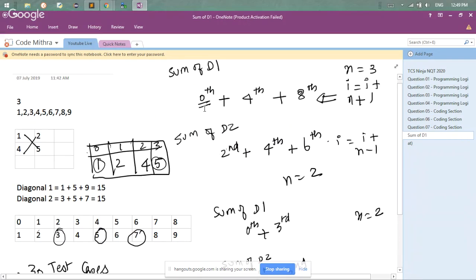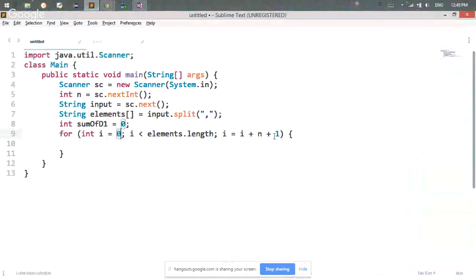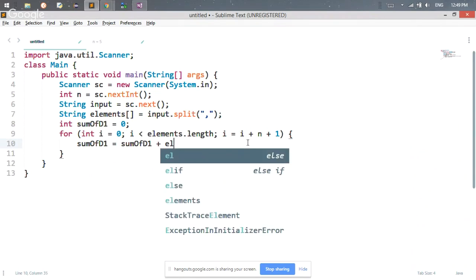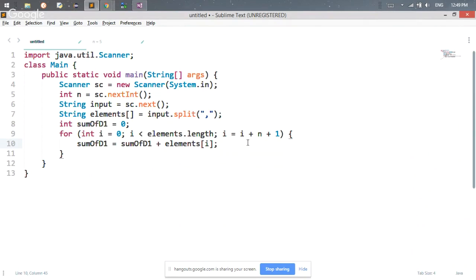And you remember the sum of diagonal 1 starts from 0, so that's why I'm starting i from 0, and the increment is i = i + n + 1. Once that is done, you can do sum of diagonal = sum of diagonal + elements of i. But the problem here is that elements of i stores a string value of 1 or 2 or whatever. So in order to convert that into an integer, we use Integer.parseInt in Java.